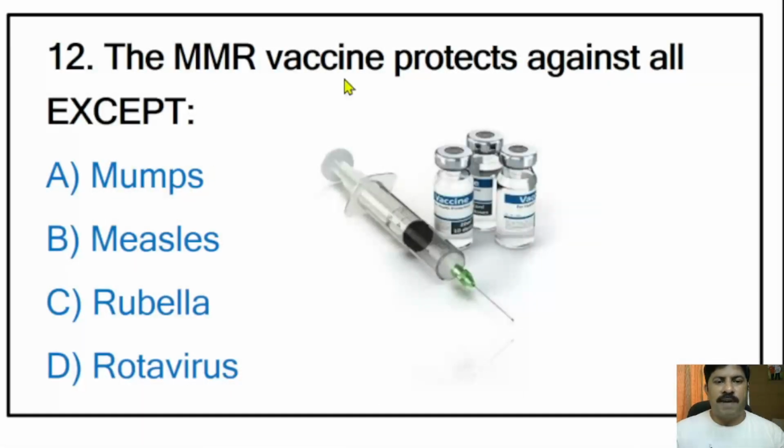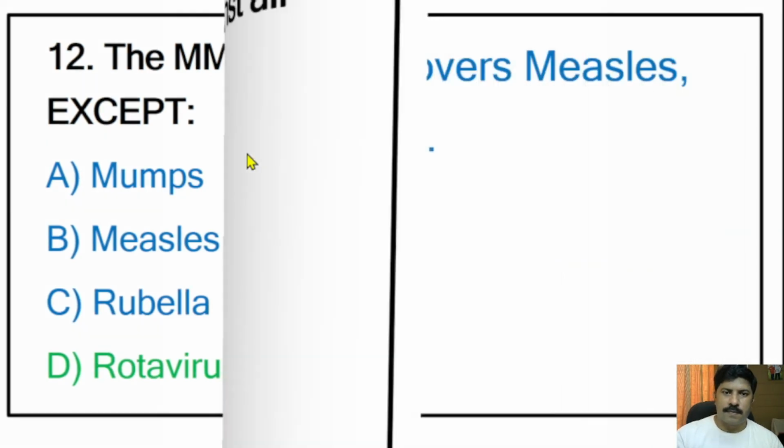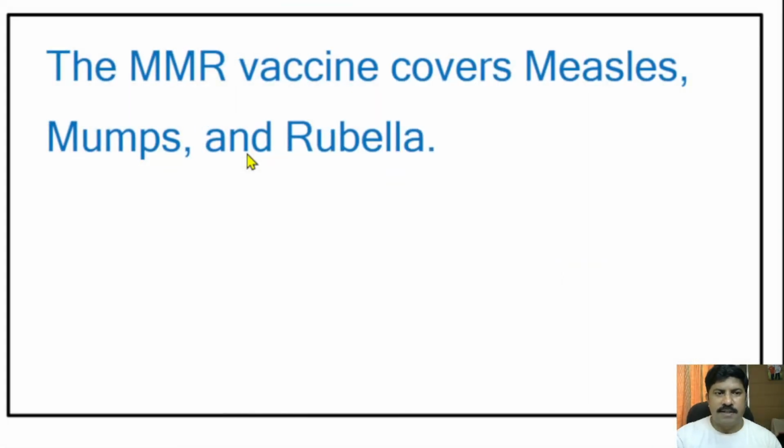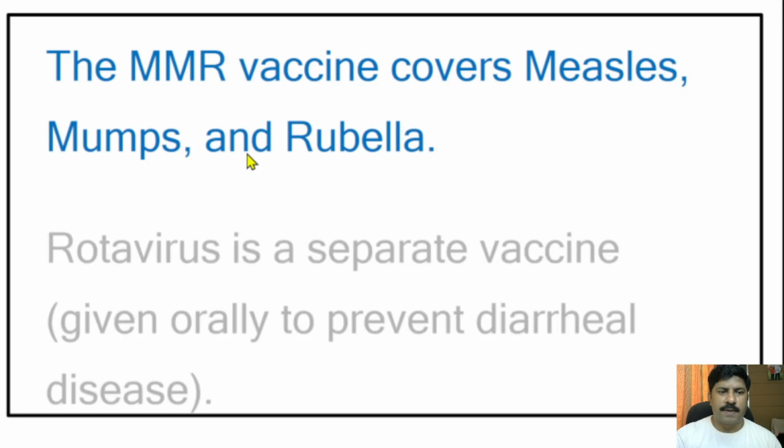The MMR vaccine protects against all except, easy question: mumps, measles, rubella, rotavirus. If you understand the full form of MMR, you can easily answer here. So the correct answer is rotavirus. MMR means it will protect against mumps, measles and rubella. The MMR vaccine covers measles, mumps and rubella.